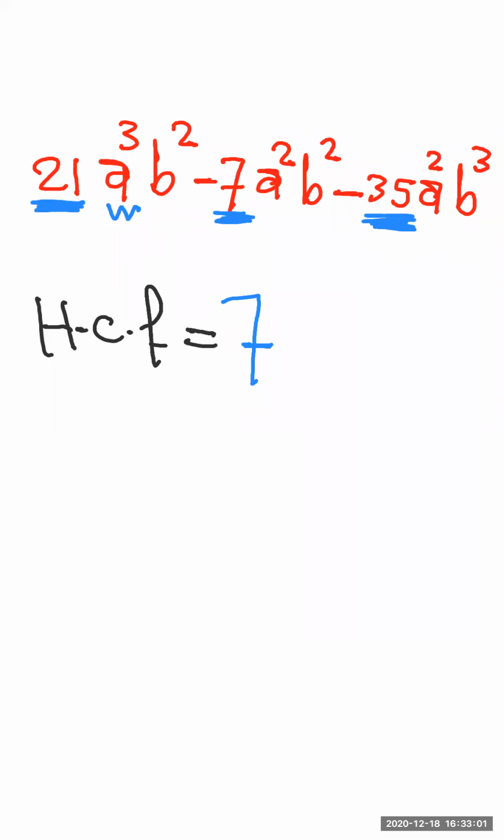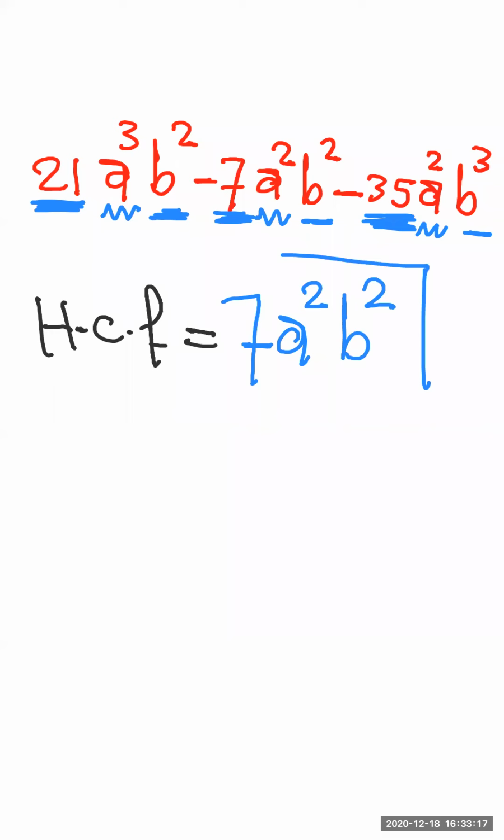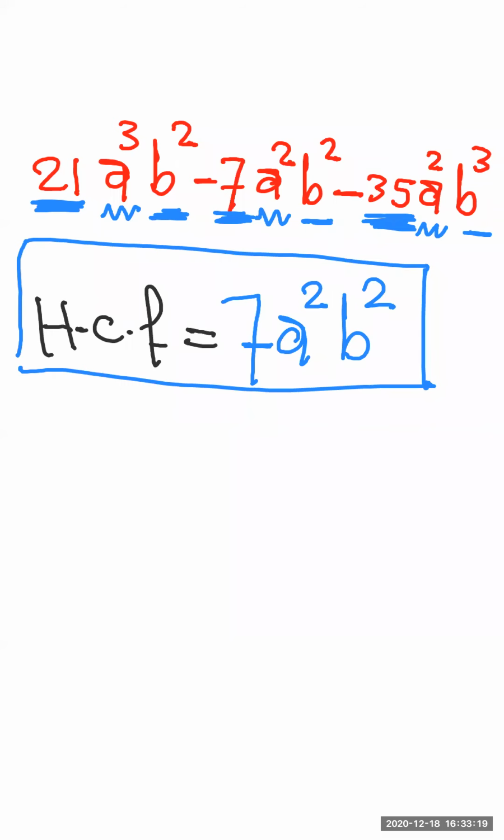Then a power 3, a power 2, a power 2. So the lowest power here, of course, a power 2. Then b power 2, b power 2, b power 3. So the lowest power here on b is b power 2. So this is the highest common factor, I mean. Okay, guys, now the next step. Place the highest common factor, which is 7a squared b squared, then brackets like this.